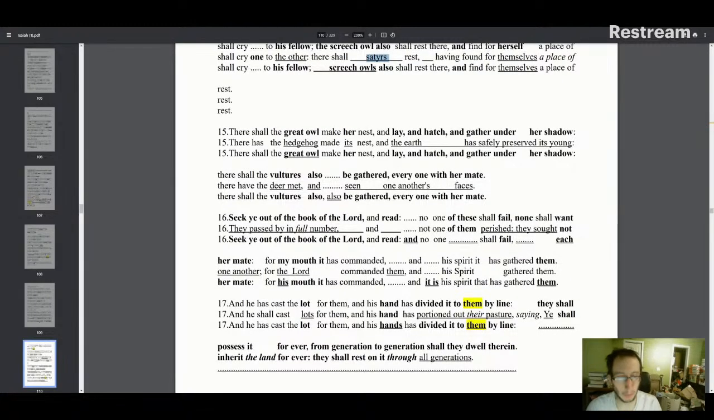Seek ye out the book of the Lord and read. The Septuagint says, they passed by in number, and not one of them perished. They sought not one another, for the Lord commanded them. So the Lord here probably is the Lord down here. But interestingly, it's my mouth. Septuagint doesn't have the my. The Dead Sea Scrolls appears to say his mouth.